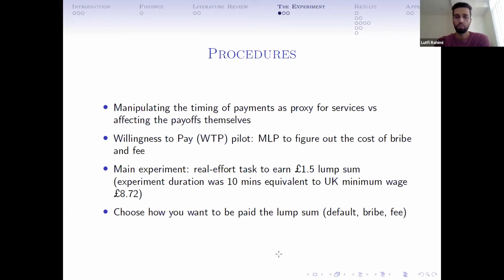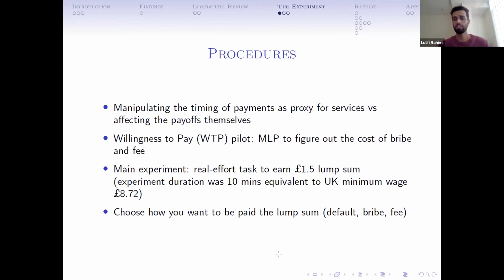So the main experiment was like this. They would enter, they would do a real effort task. The real effort task was just some pointless task we assigned. They had to type in 4-character numbers and letter sequence and get it right 20 times in order to earn a lump sum of £1.50. And we chose that because it matches the minimum wage to the UK. So the entire duration of the experiment was only 10 minutes. So that matches the minimum wage.